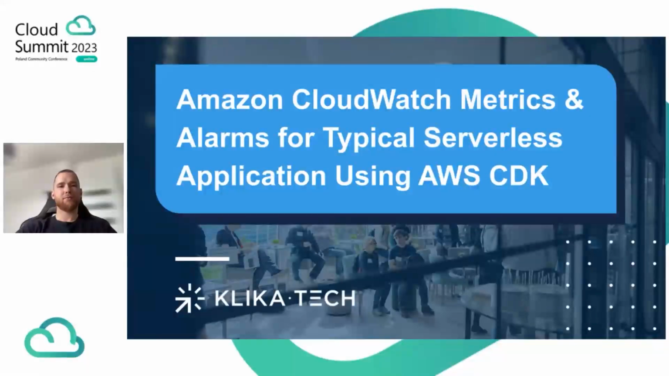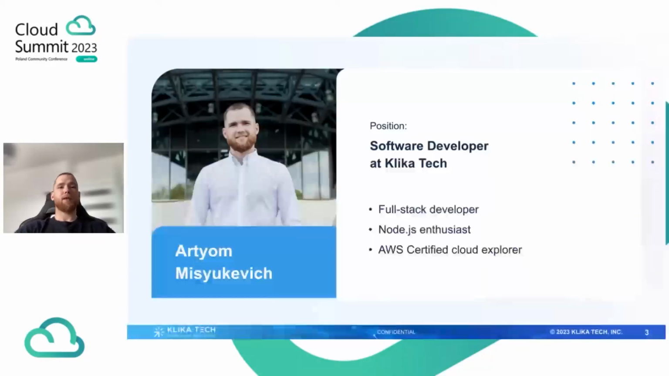Hello everyone. Today we are going to dive into the world of serverless applications and explore how Amazon CloudWatch Metrics and Alarms, coupled with AWS CDK, can help you build a robust and reliable monitoring system for your application. We'll explore how to set up monitoring for typical serverless applications that consist of Amazon API Gateway, AWS Lambda, and Amazon DynamoDB.